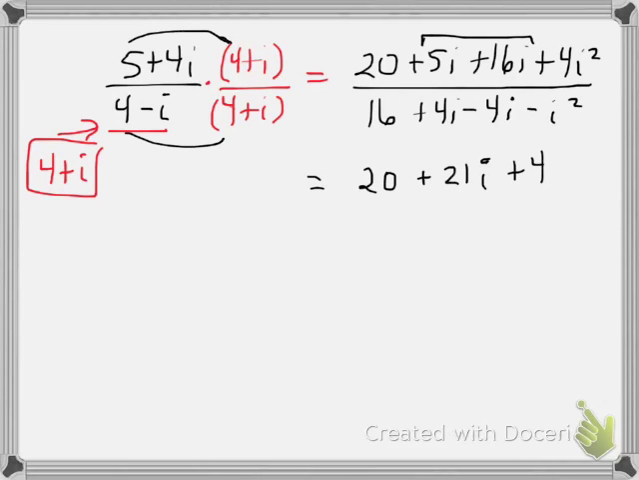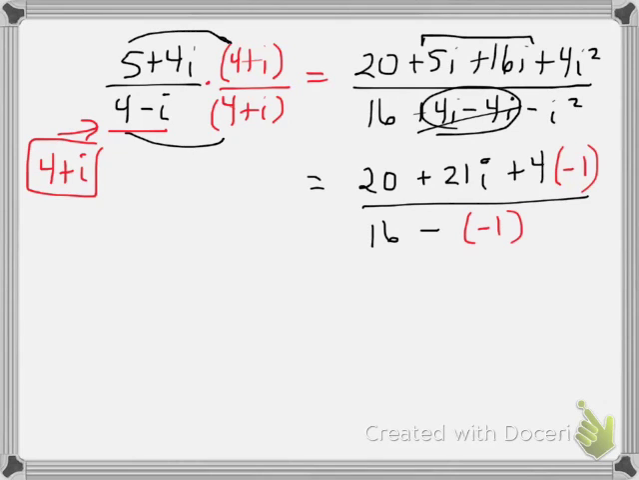Plus 4I squared. Now instead of writing I squared, I'm going to write negative 1. Keep in mind, I squared is negative 1. All right, and then in the denominator, I'm going to write 16 plus 4I minus 4I. What happens to those two terms? They're going to cancel. And so then I just write minus, and instead of I squared again, I'm going to write my number negative 1.